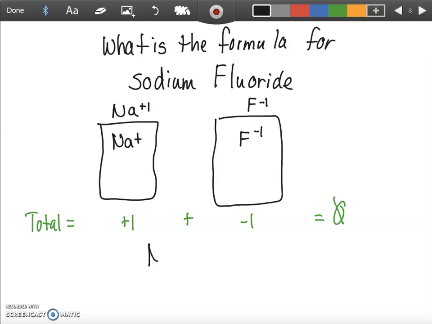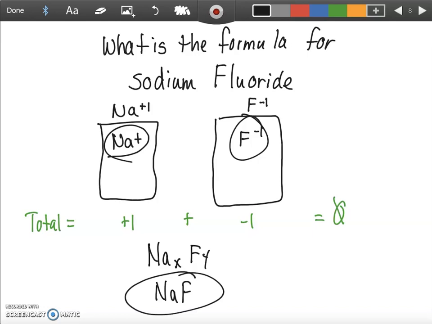We know that the skeleton formula is going to be NaXFY. How many sodiums did we use? We used 1 total, so we'll just leave it with Na. How many fluorines did we use? We just used 1, so we'll have 1F. That means the overall formula for sodium fluoride is NaF.